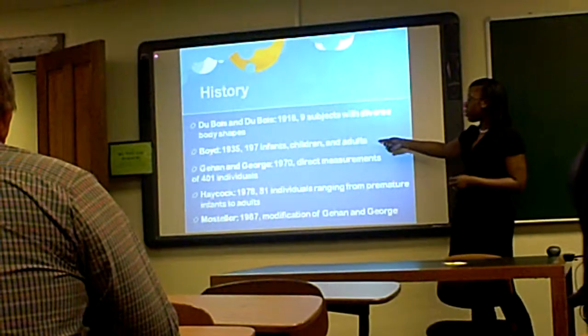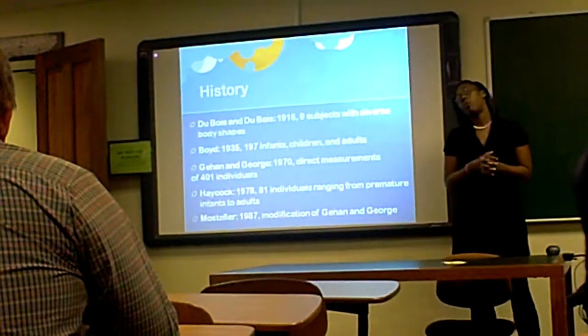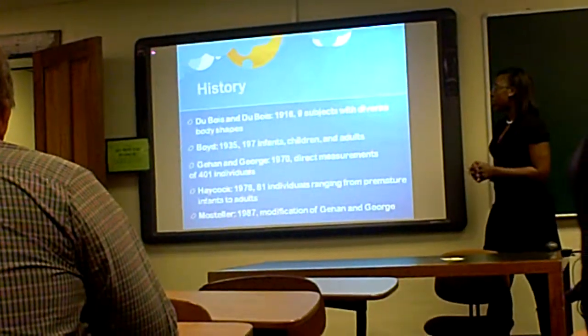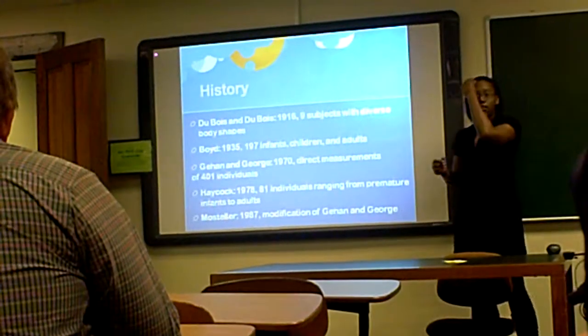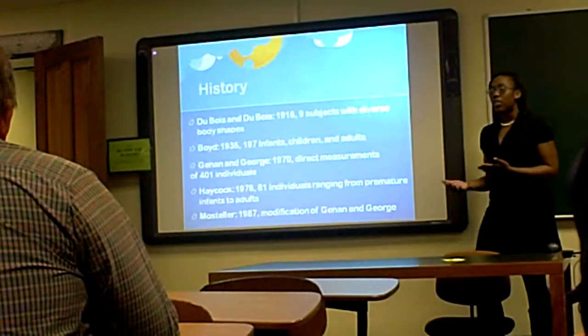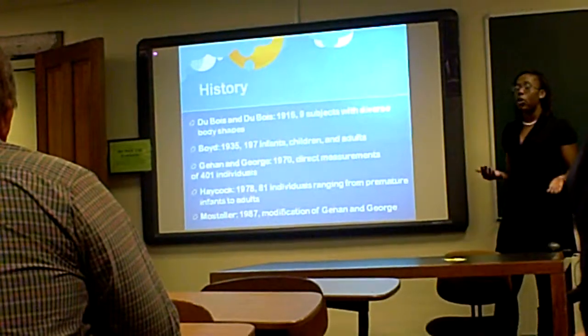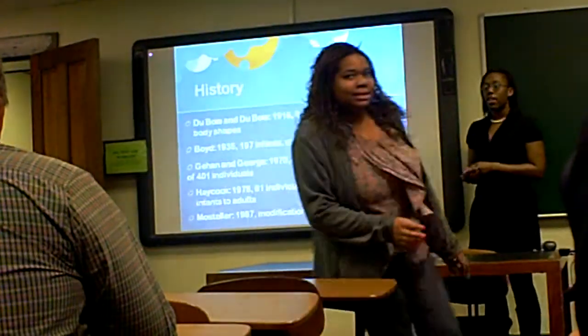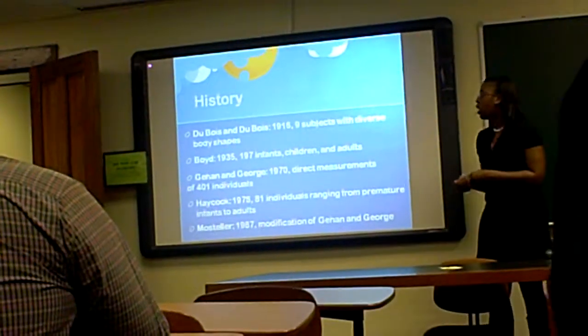The next equation was developed in 1935 by Boyd, and she based her equation off of 197 infants, children, and adults. 35 years later, Behan and George challenged the Dubois equation, stating that it overestimated body surface area by 15%. So they decided that they would develop their own equation and base it off of 401 direct skin surface measurements.